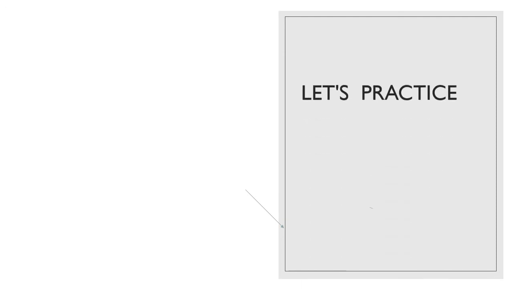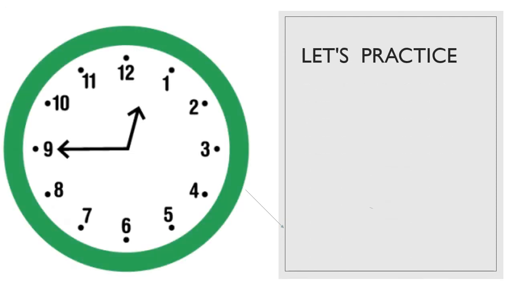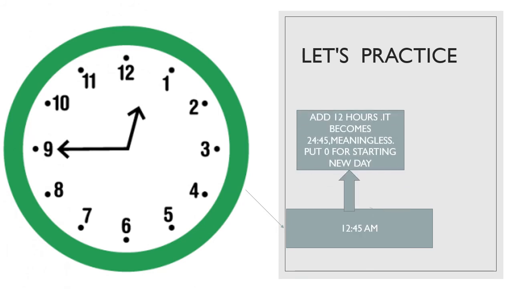Let's do another example. Let's practice now. We have a time. It is 12:45. So at 12 hours, it becomes 24:45. Meaningless, right? So put 0 for starting a new day, like this. 0, 0, 45. Okay, now it's starting a new day. So it is 00:45 in 24-hour format.